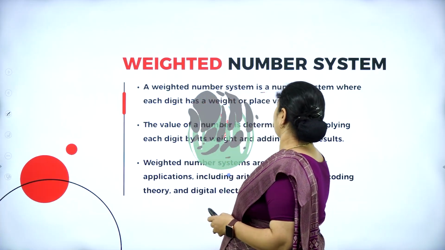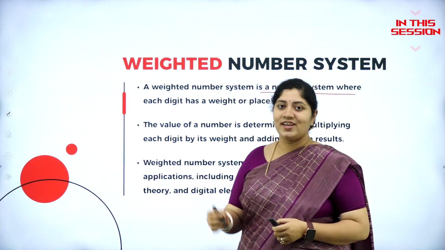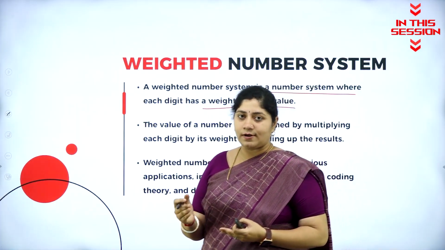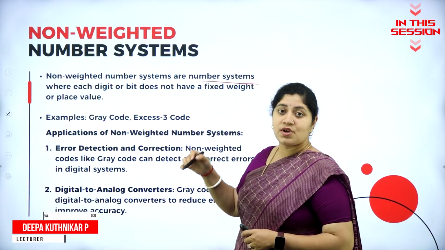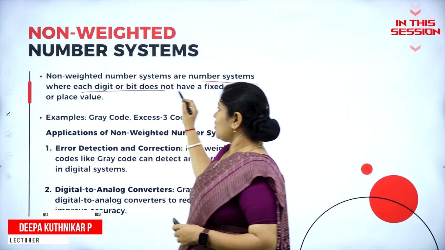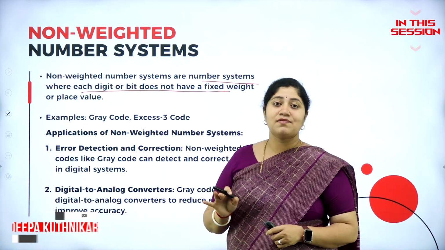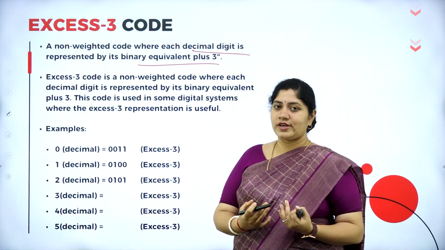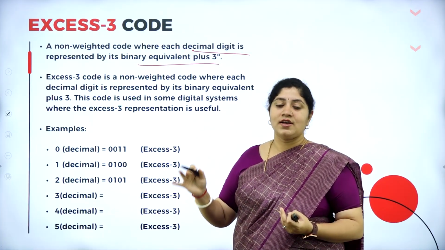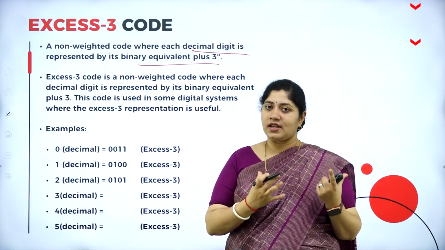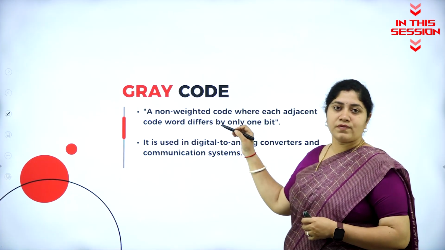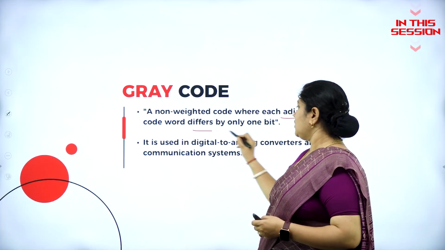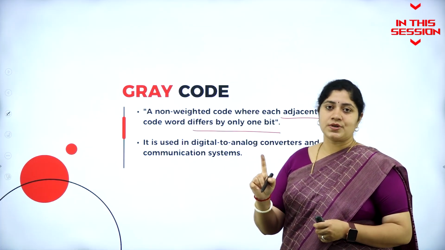Weighted number system is a number system where each digit will have a weight or a place value. These are the number systems where each digit or a bit does not have any fixed values. As the name itself says, over here what we have to do is we have to just add 3 to the provided data. Gray code is a type of non-weighted code where each adjacent code word differs only by 1 bit.